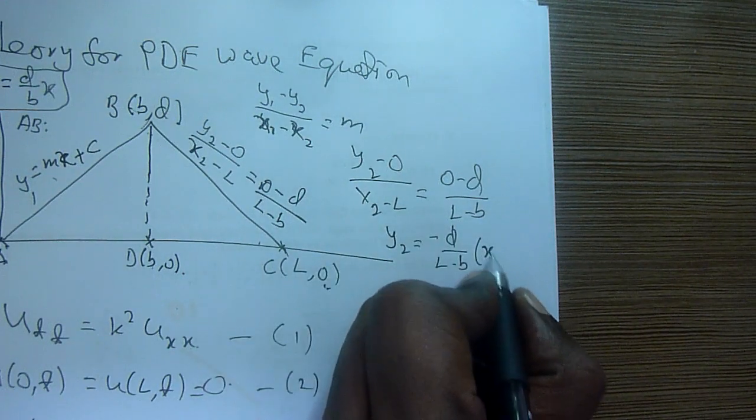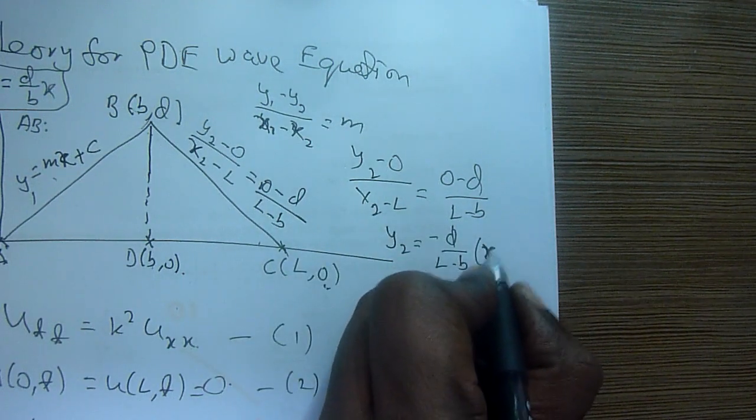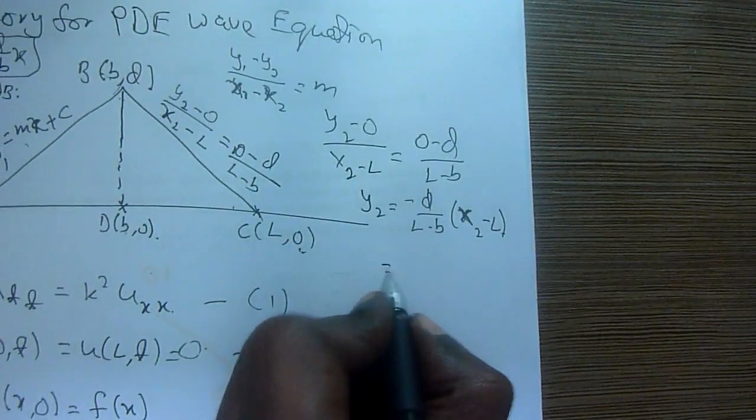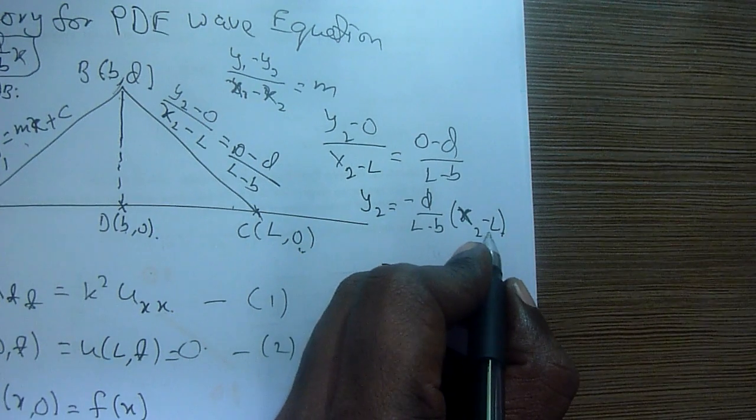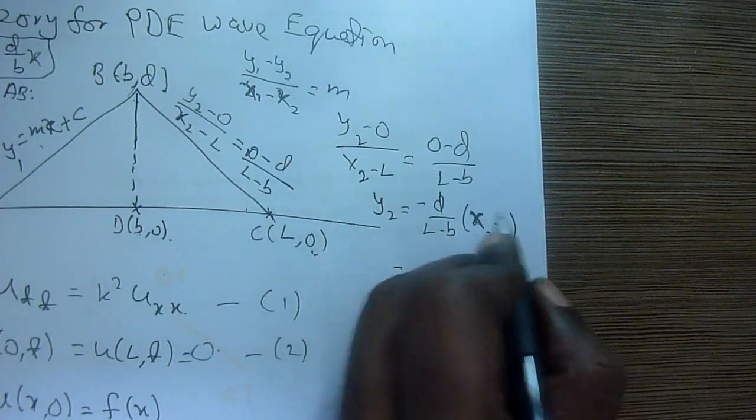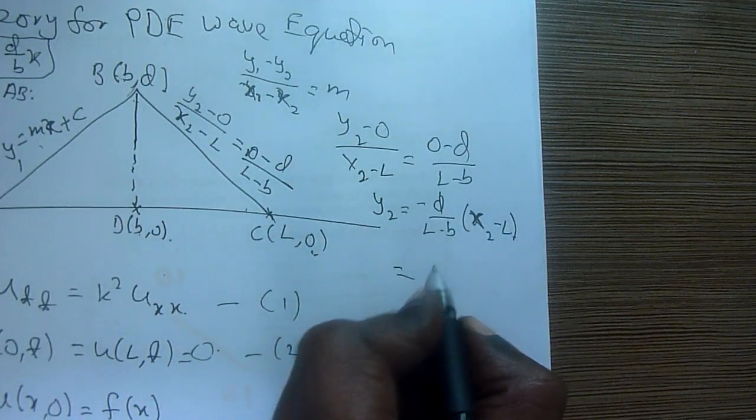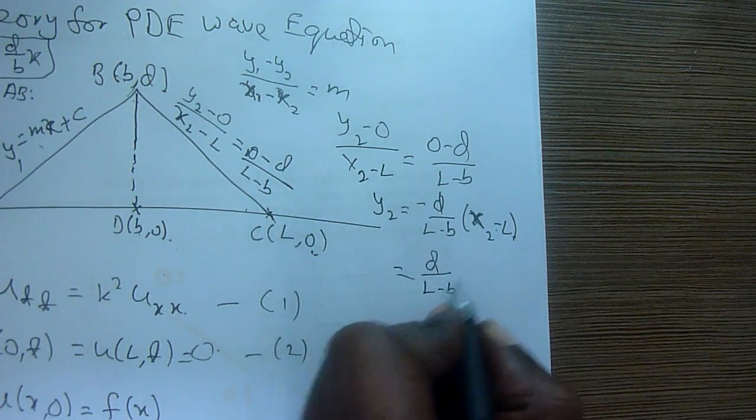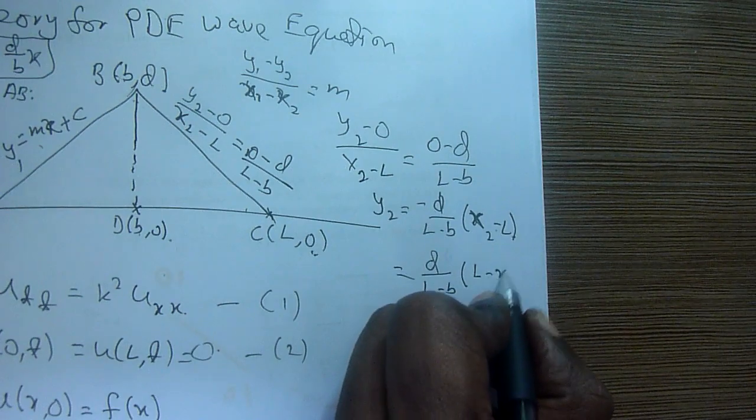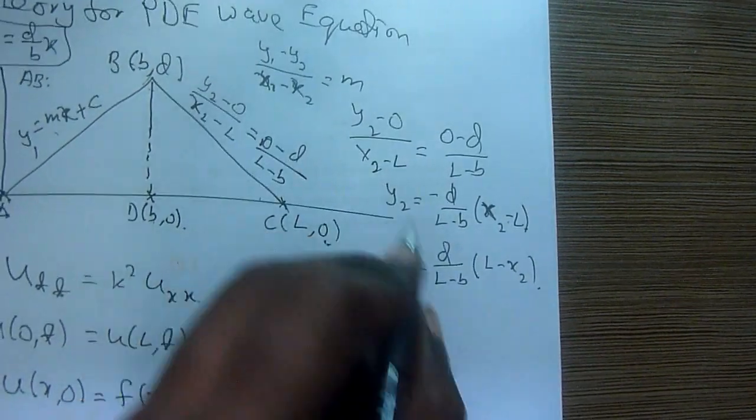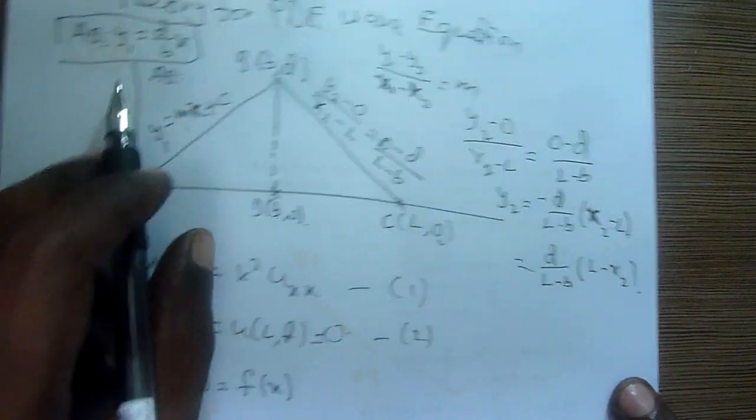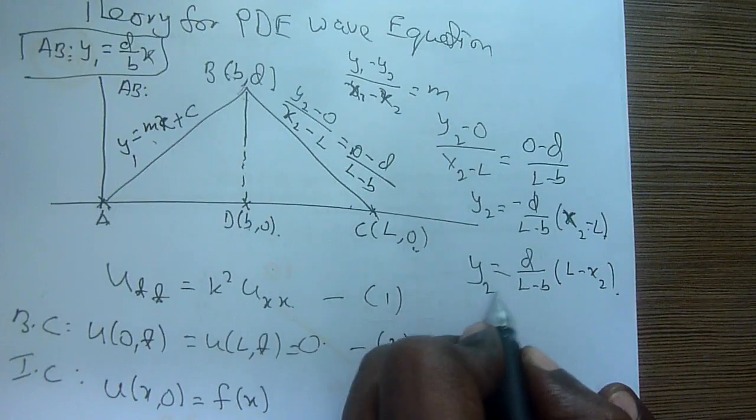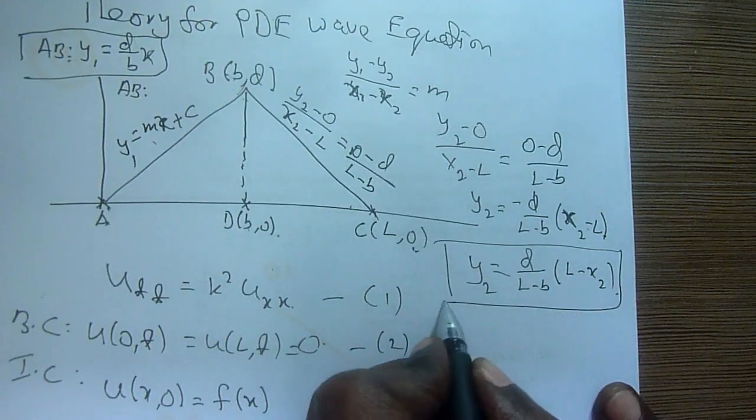x2 minus L. Therefore, you can simplify this because the negative is disturbing this, and you make it a little bit simplified. For that, just bring this inside, and you can write this as Lb, L minus x2. Wow, this is the new equation that we have. We have one equation, y2, and another equation for that.